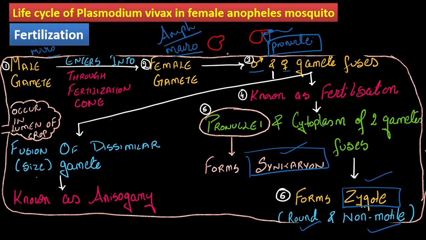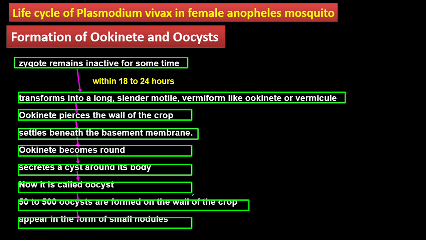Micro and macro gametes fuse together. So are they similar or dissimilar? They are dissimilar gametes. So fusion of dissimilar gametes, what do we call it as? We call it as anisogamy.